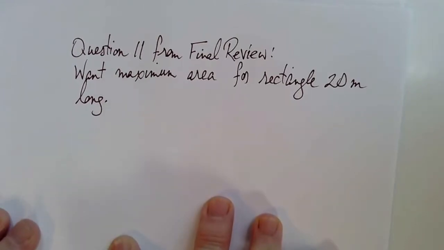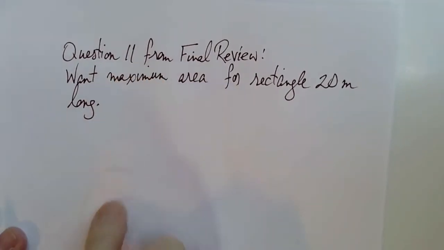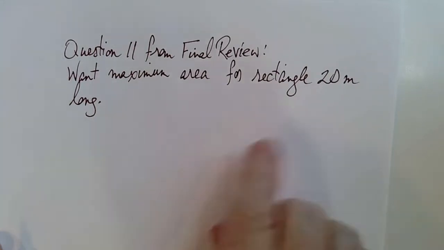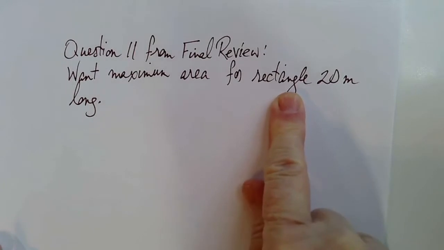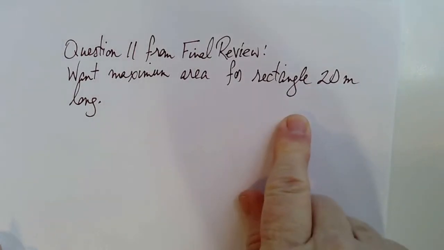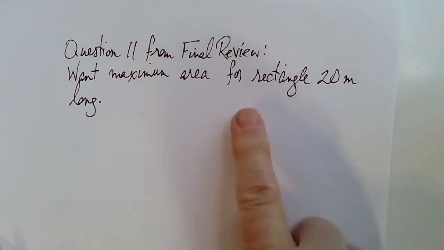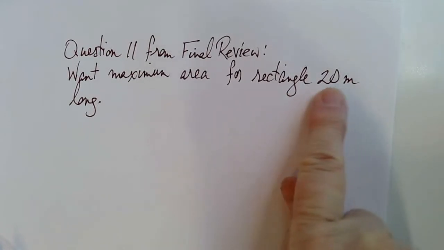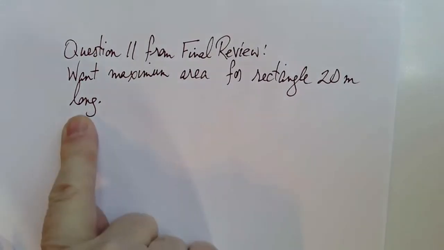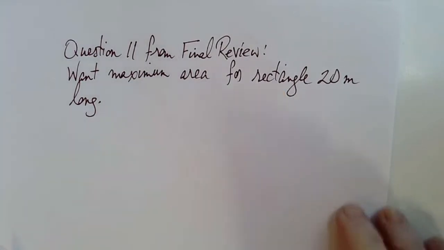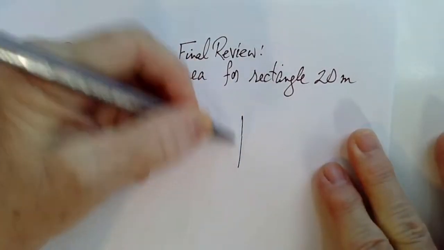Okay, so this is the last question from the final review. We want to find the maximum area if we have a rectangle, and the exact example on the review was a fence that is 20 meters long. So we've got something that is this 20 meters long. It's going to form a rectangle, and we want to find the maximum area. So let's see what we've got.